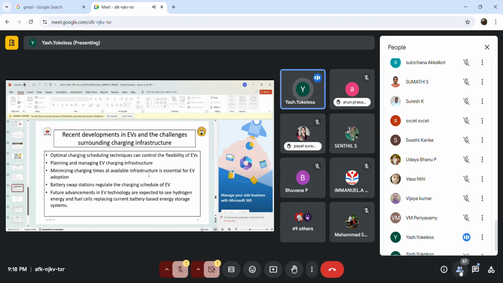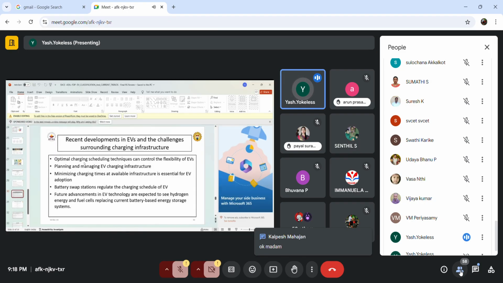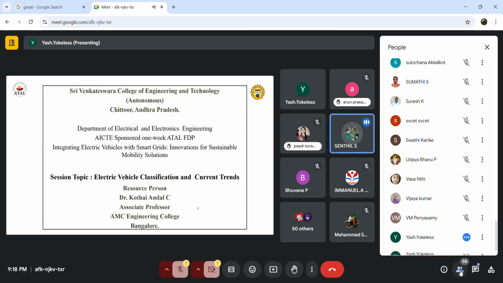Okay, so we come to the conclusion, the recent developments. The recent developments and research going on are in terms of optimal charging, to obtain optimal charging techniques.